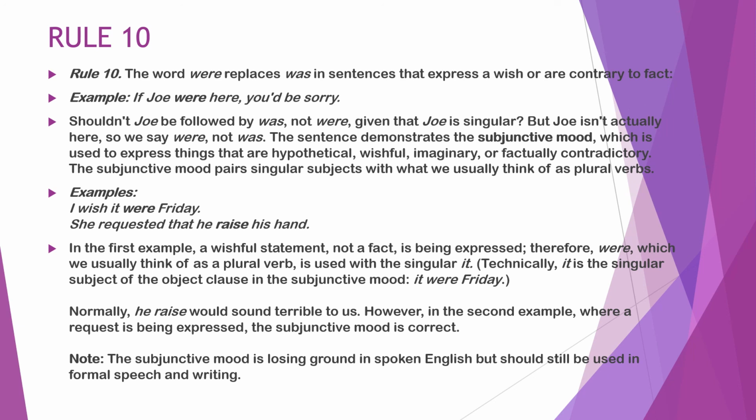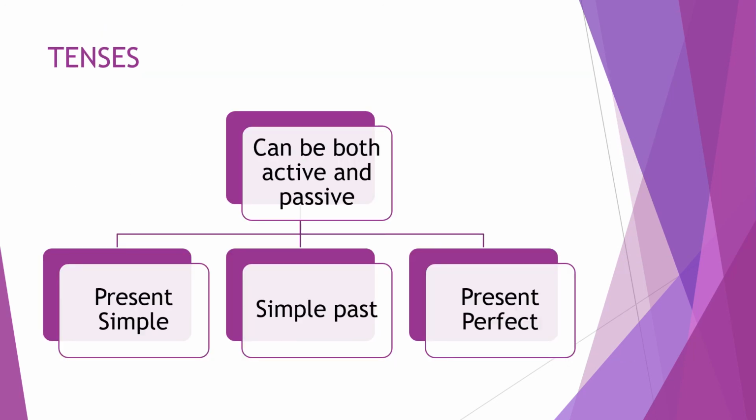Okay, ready? Now let's go on to another confusing one. Tenses. All right. When you're writing academic writing, you can write in both active and passive voice. You can use three types of tenses in your thesis, in your research writing: present simple, simple past, and present perfect. Oops, you don't remember what the three tenses are? Let's recap a little bit.